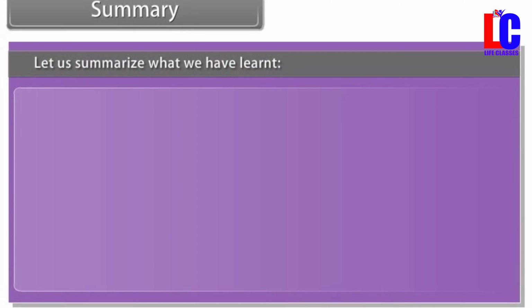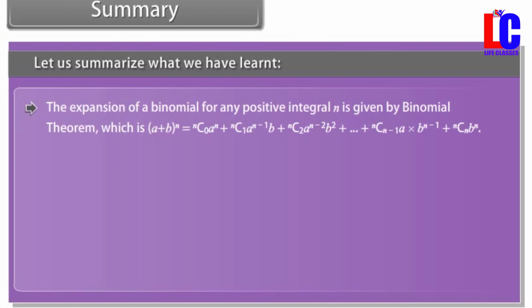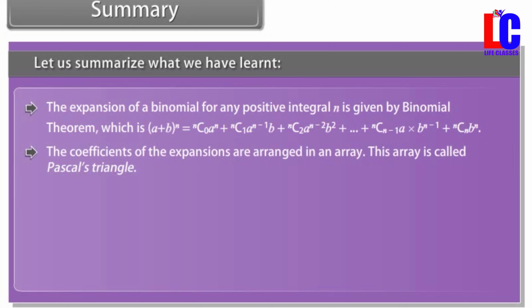Summary. Let us summarize what we have learned. The expansion of a binomial for any positive integral n is given by the binomial theorem. The coefficients of the expansions are arranged in an array. This array is called Pascal's triangle. The general term of an expansion.